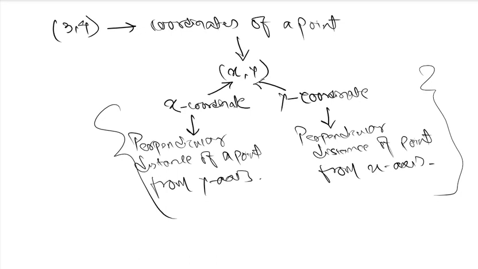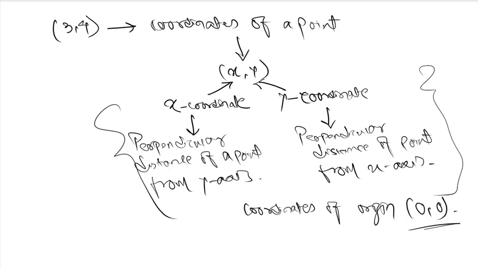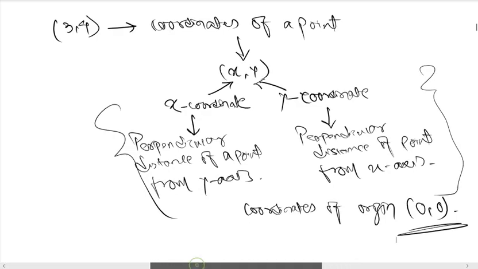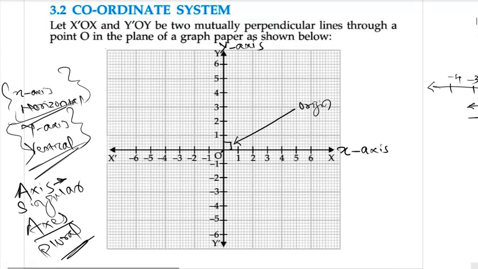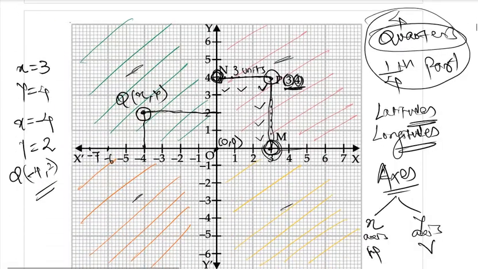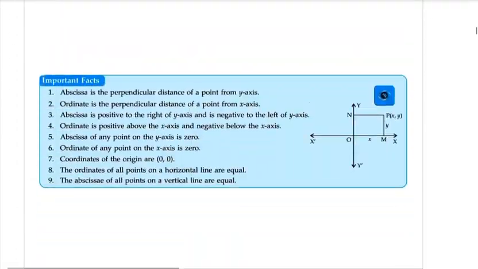Now what are the coordinates of origin? Coordinates of origin are 0, 0. Remember this, coordinates of origin are 0, 0. So that's your coordinate system. That's how to locate the point.